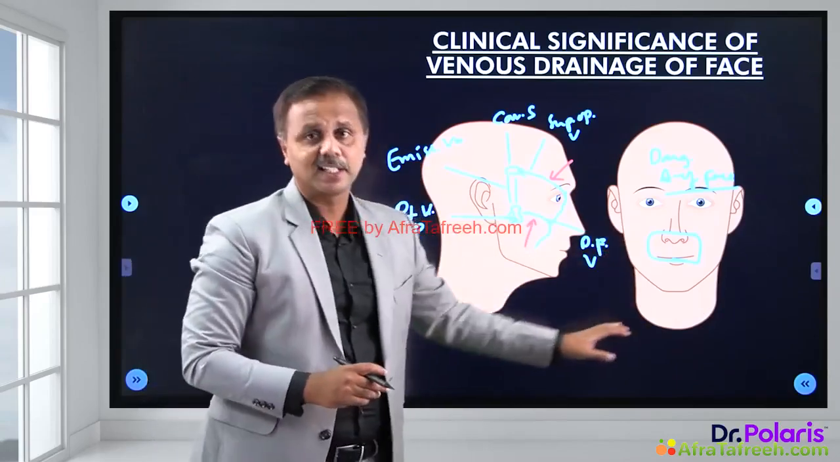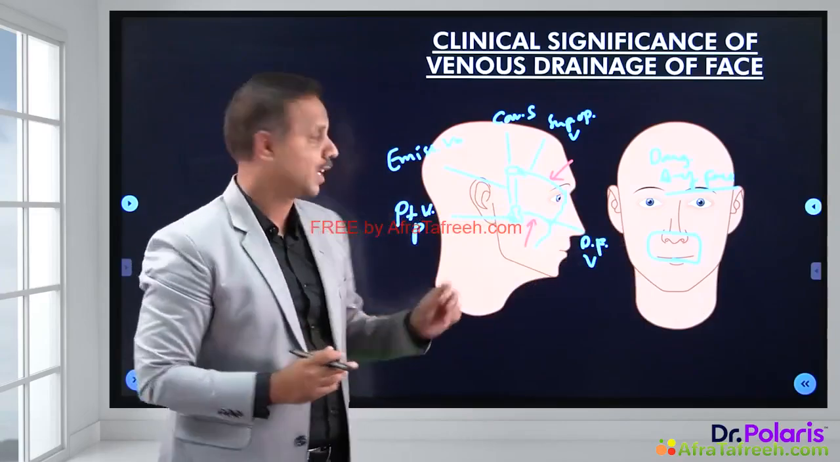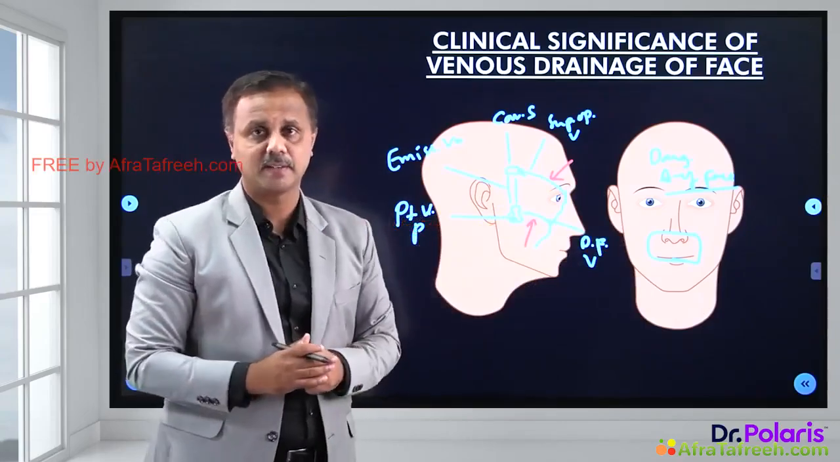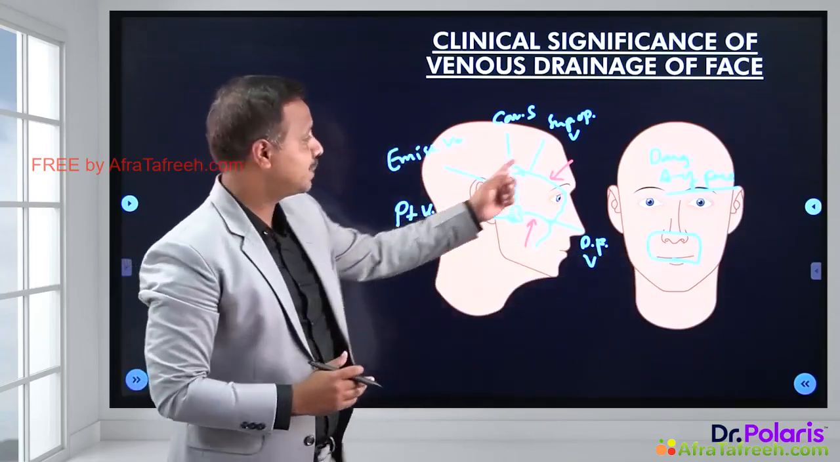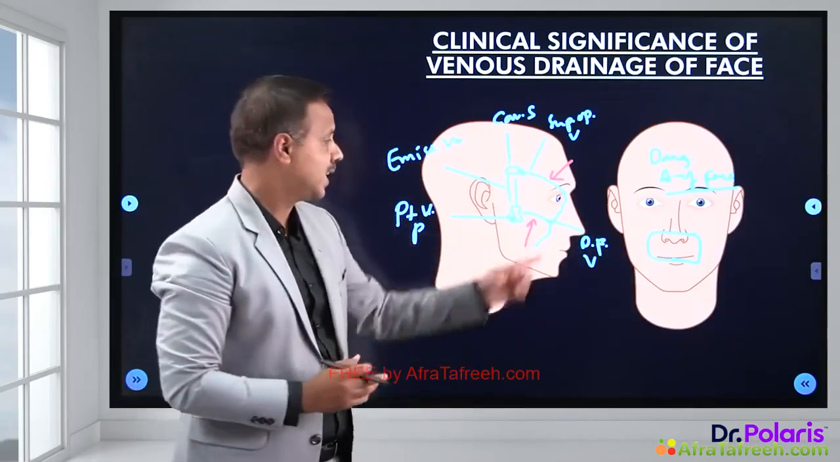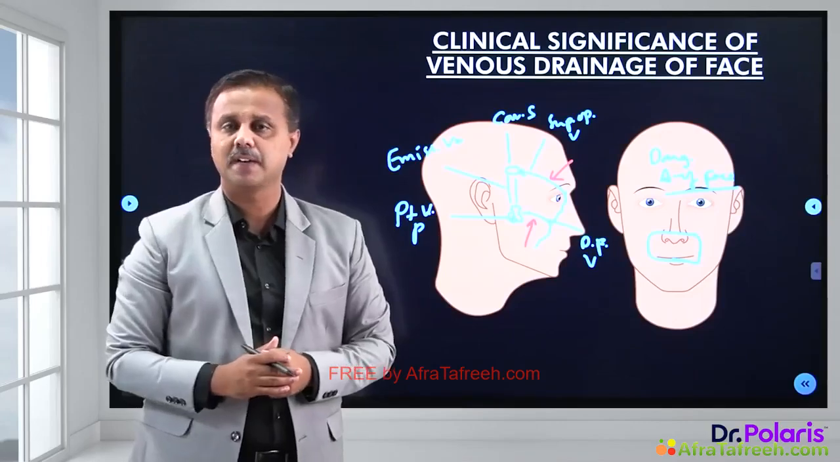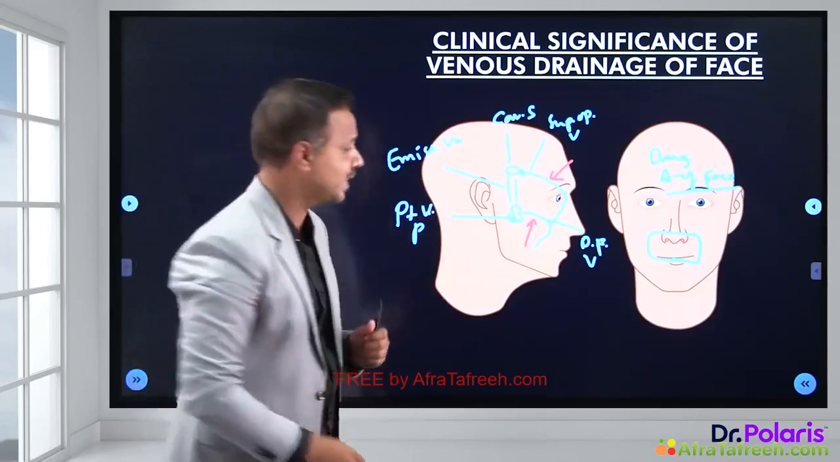So this is why the venous drainage of the face assumes clinical significance, because infection from the dangerous area of the face can easily spread to the cavernous sinus through these routes, the ophthalmic vein as well as the deep facial vein. This is regarding the clinical significance of the venous drainage of the face.